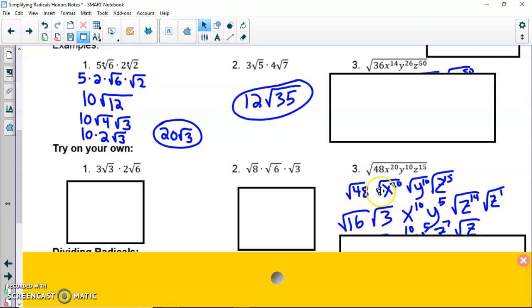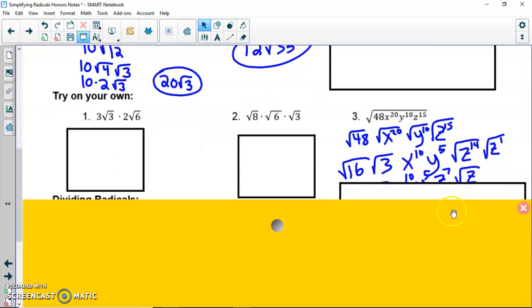And again, I'm simplifying the square root of 48 as square root of 16 times the square root of 3. Here I'm taking what times itself is y to the 10th, so that's y to the 5th. And ultimately, the shortcut here is you can just take those exponents and divide by 2. Well, now when we get to an odd exponent, what we're going to do is rewrite that as square root of z to the 14th, which is your next lowest even number, times square root of z to the first.